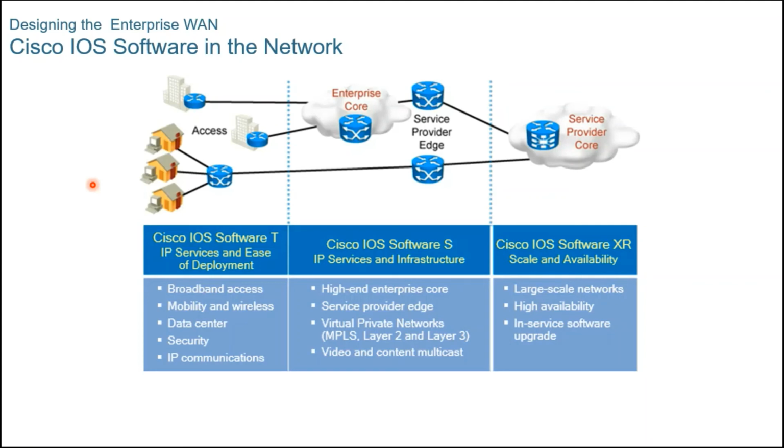As illustrated in the figure here, the Cisco IOS software has been optimized for different markets, network roles, and platforms, just like any other brand. Cisco IOS software meets the requirements of various markets, including the enterprise, service provider, and commercial, and places in the network: access, core, distribution, and the edge.